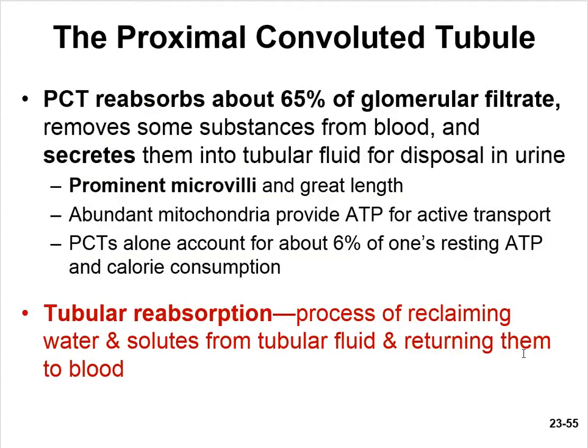The proximal convoluted tubule reabsorbs about 65% of the glomerular filtrate. Remember, by the end of this, we want to bring 99% back into the blood. But here in the beginning of the tubule, we'll get about 65% of it back. It removes some substances from the blood and secretes some into the tubular fluid for disposal in urine.